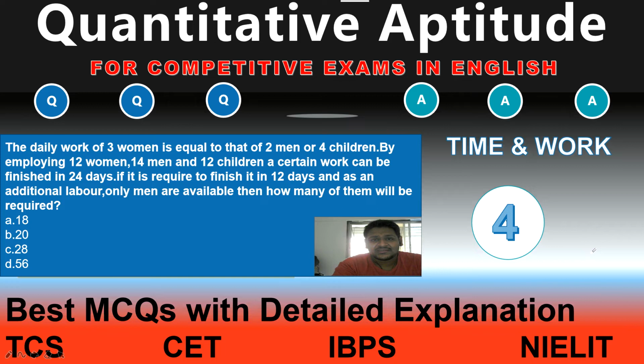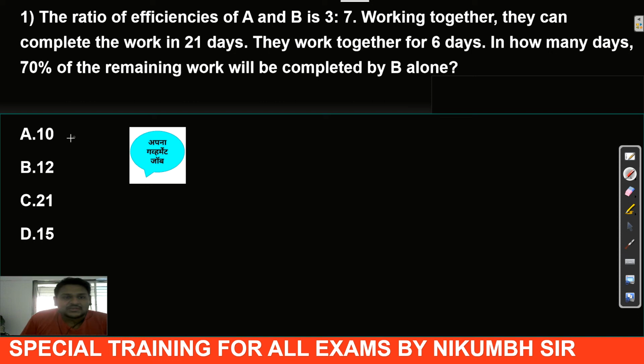So let's start. Get ready your pen and paper, and now just see the question first. The question is: the ratio of efficiencies of A and B, just note this, is 3:7. Working together, they can complete the work in 21 days. They work together for 6 days. In how many days will 70% of the remaining work, a very important line for you, be completed by B alone?